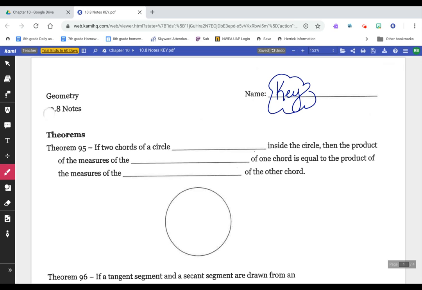So let's learn the theorems from 10.8. The first theorem states that if two chords of a circle intersect inside the circle, then the product of the measures of the segments of one chord is equal to the product of the measures of the segments of the other chord. So both of these are segments. All right, let's draw a figure so you understand this a little bit better.